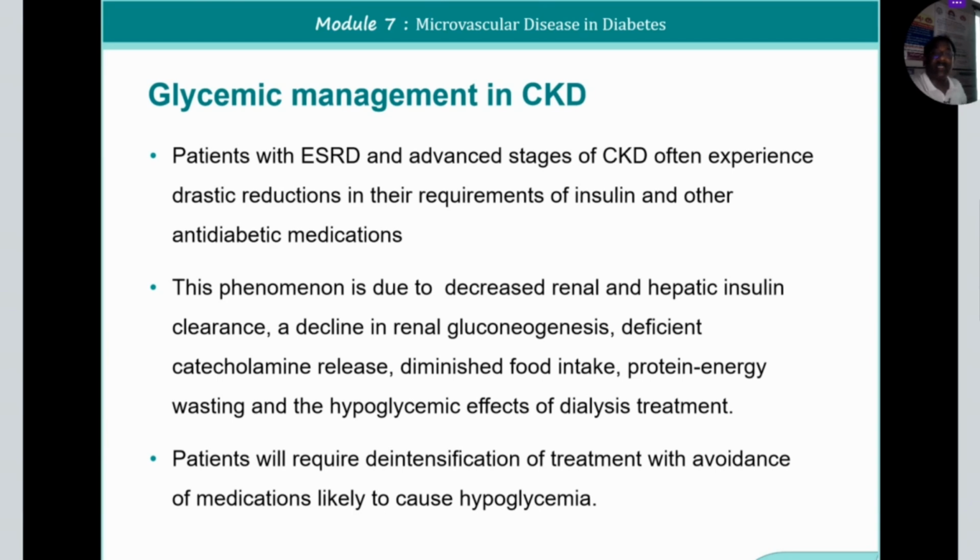Patients will require de-intensification of the treatment, with avoidance of medications likely to cause hypoglycemia. So we should know what are all the don'ts. First learn the don'ts in CKD. In all the cases, don't use ACE inhibitors or ARBs or SGLT inhibitors or metformin when the GFR is less than 30.